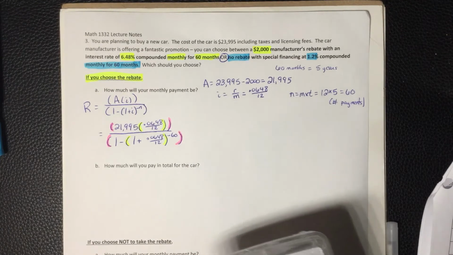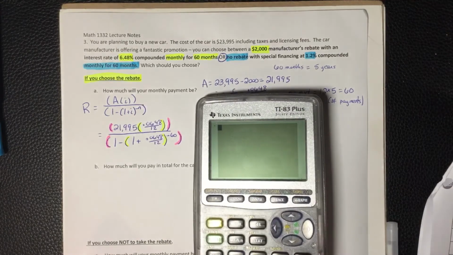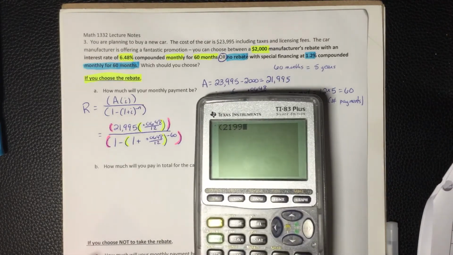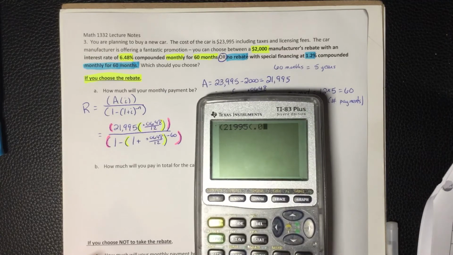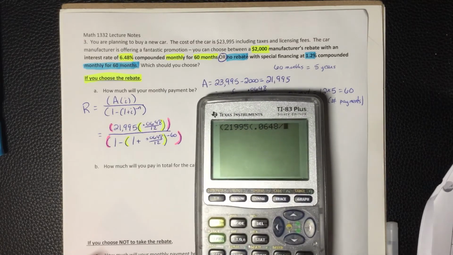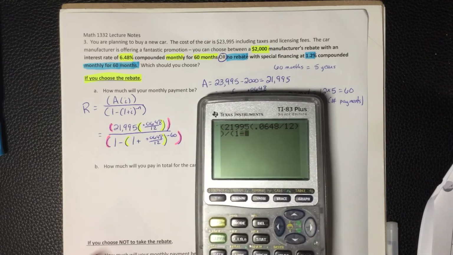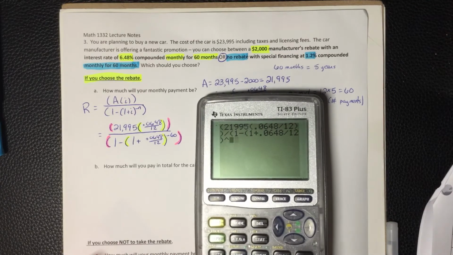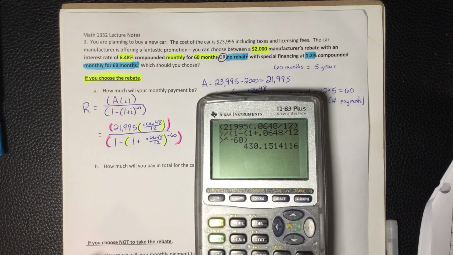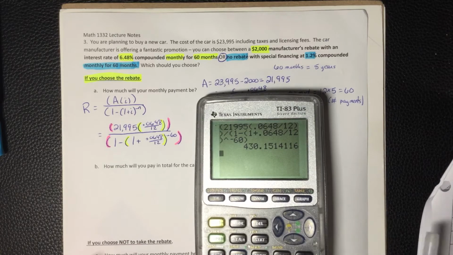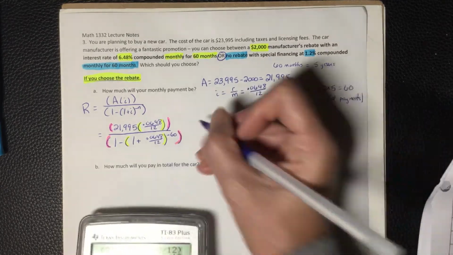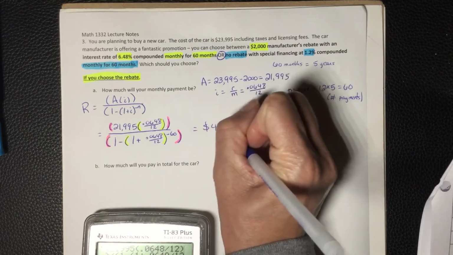All right, so let's get this entered. Okay, parenthesis 21,995, parenthesis 0.0648 divided by 12, close, close, divided by parenthesis 1 minus, parenthesis 1 plus. Enter that value of I again. I'm going to close it, raise it to the negative 60, and close it again. All right, this looks like a reasonable amount for a car payment, $430.15 a month. Okay, so we're going to write that down.